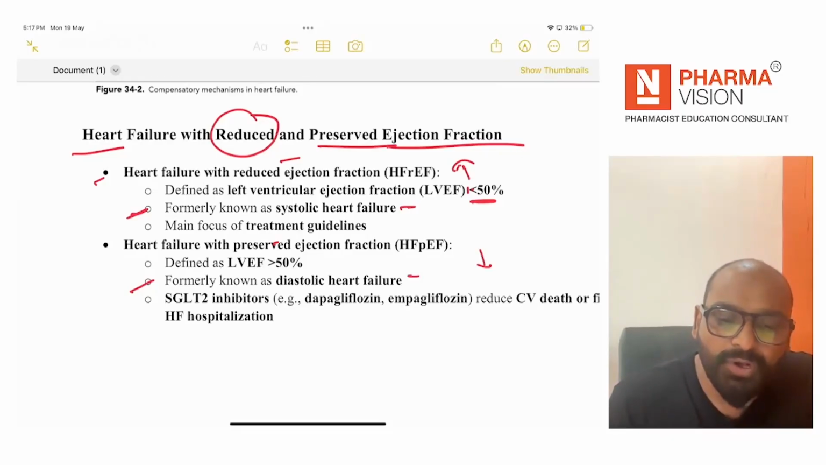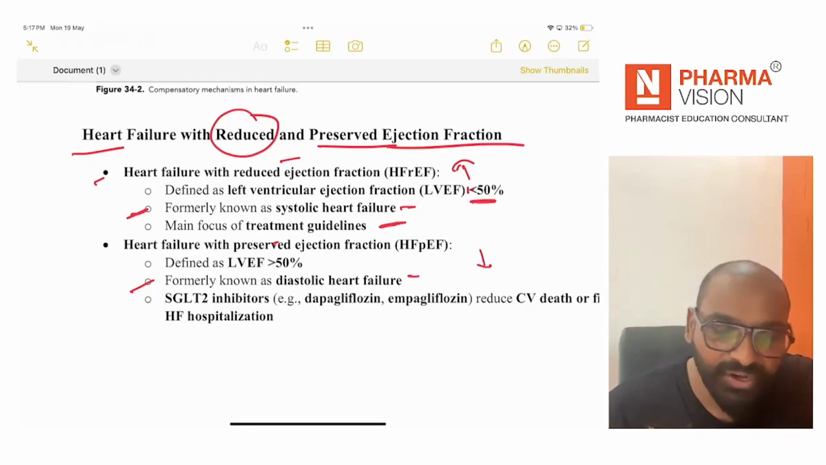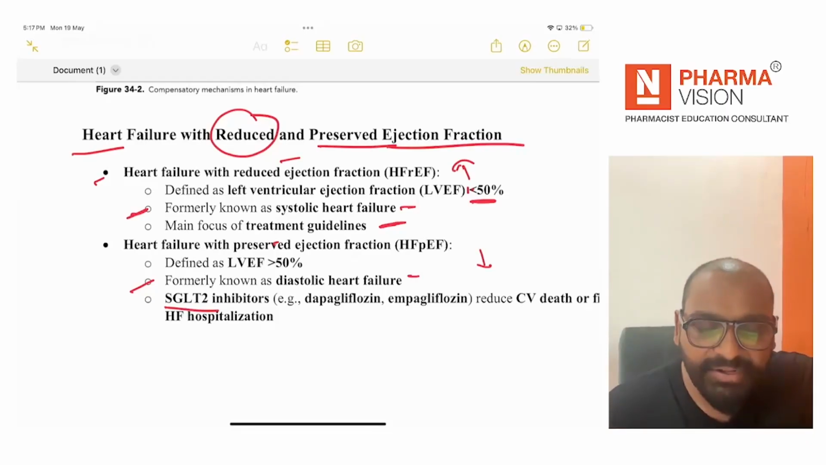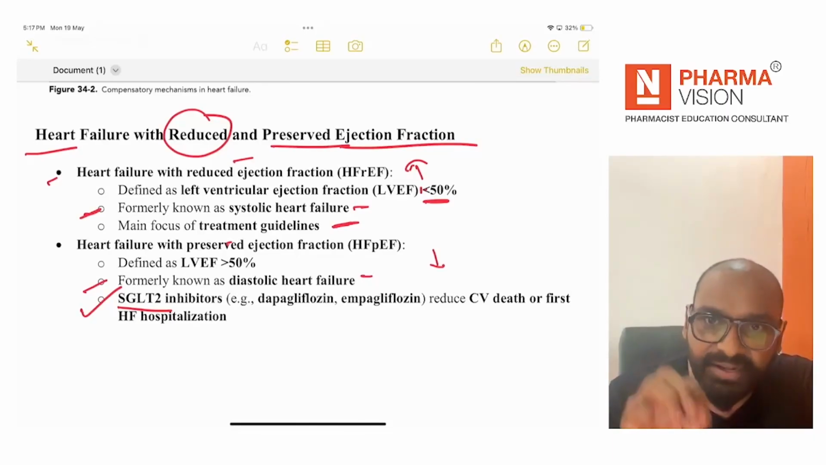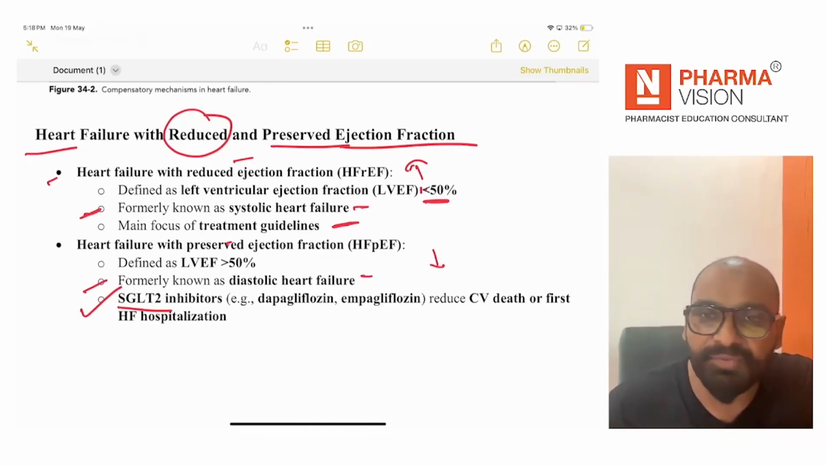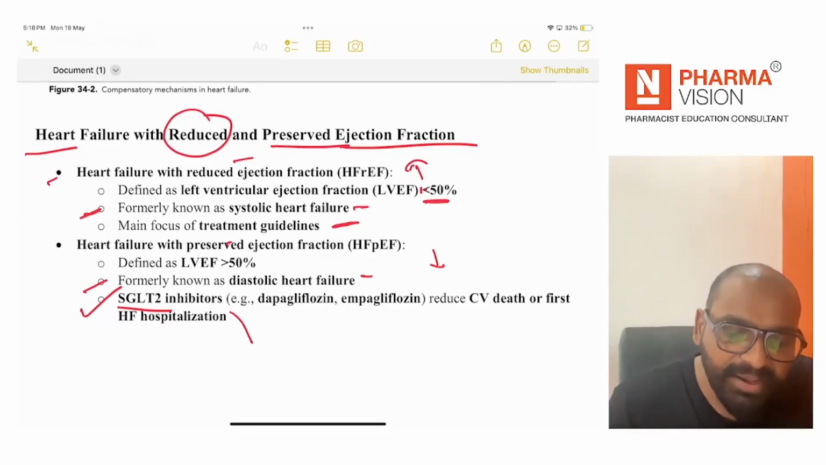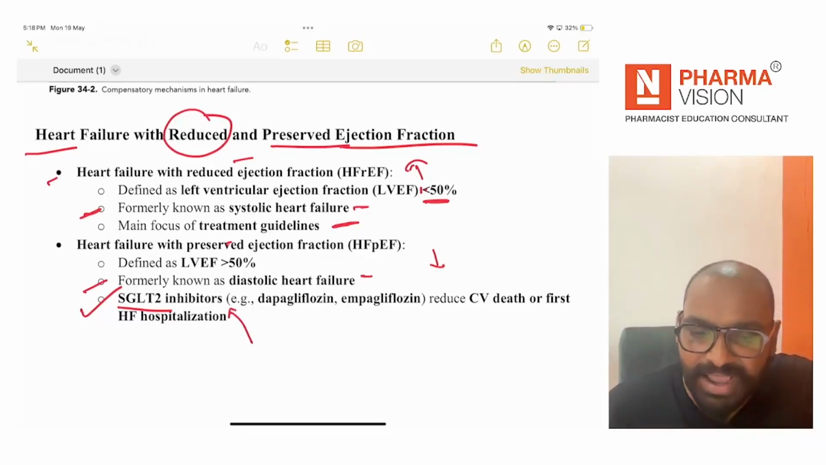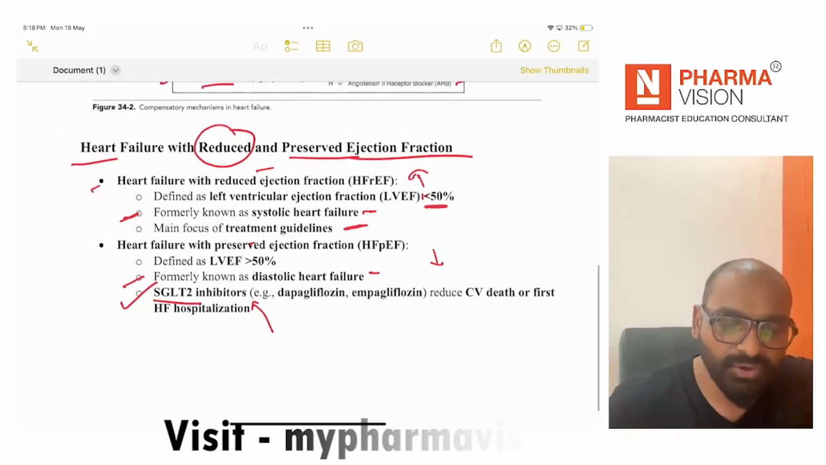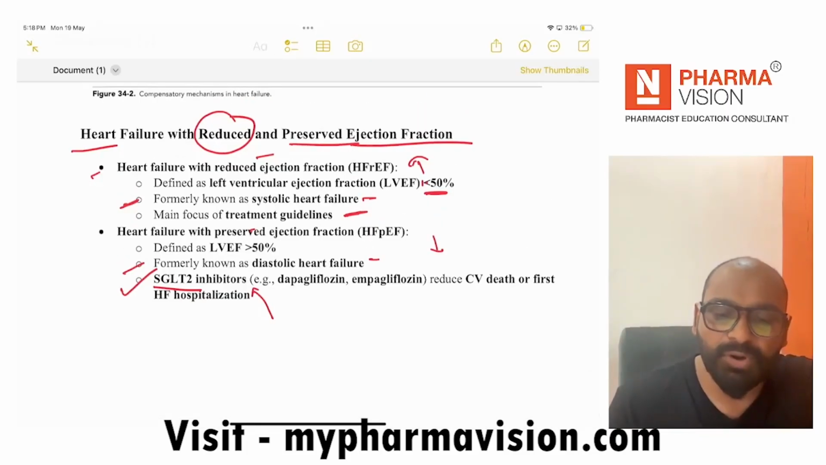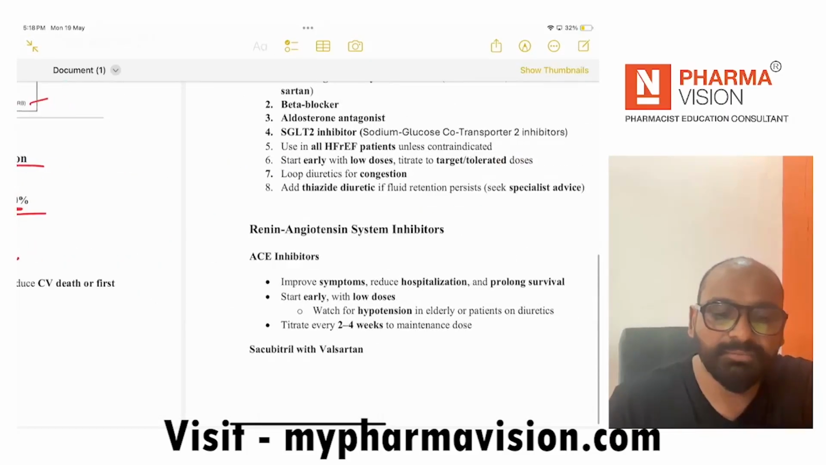The main focus, medication guidelines, is very, very important in both situations, but nowadays in the current treatment regimen, SGLT2 inhibitors are the most important substance considered in today's time for the management of heart failure. Originally this medication was used for diabetes. We are going to discuss this later on, but first of all you have to understand the two different classes of heart failure based upon left ventricular ejection fraction.